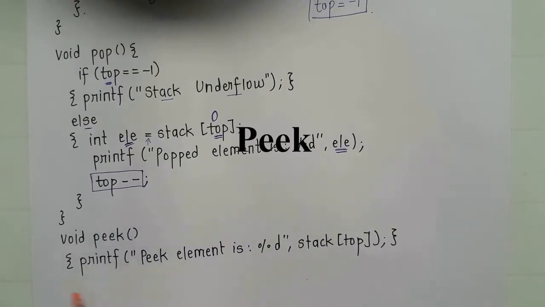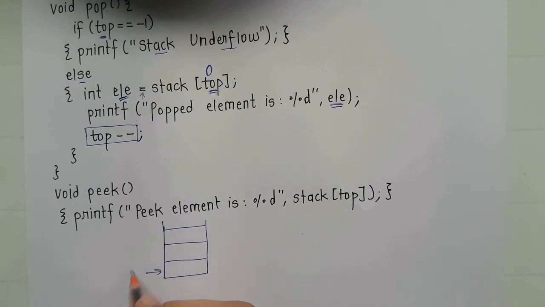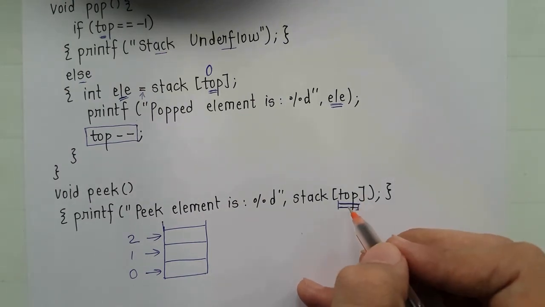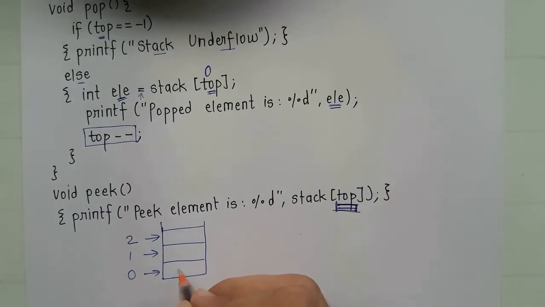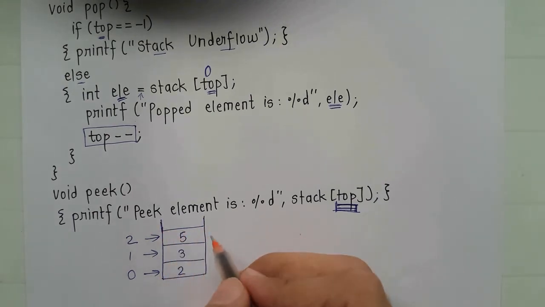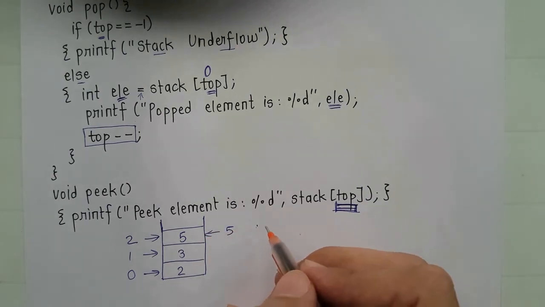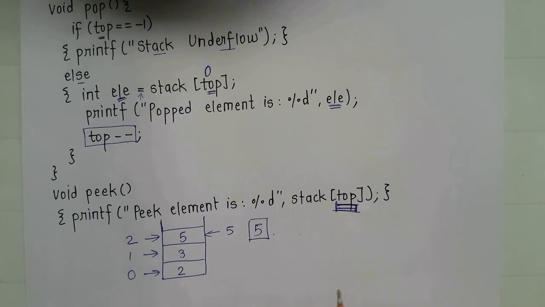Our peek function is simple. It would check whether our top is pointing to 0th index or first or second. Simply it would print the topmost value of our stack. Here our topmost value is 5. So after executing the peek function, 5 would be displayed on our output screen.